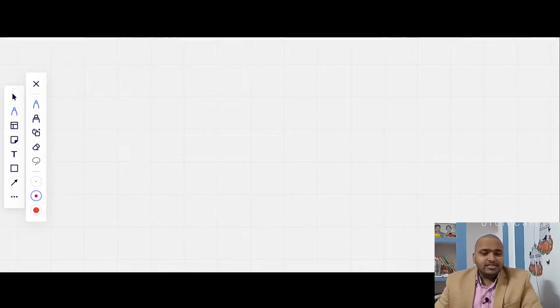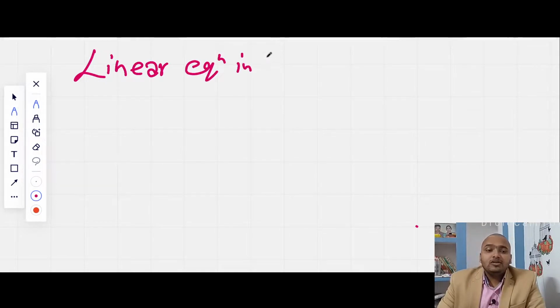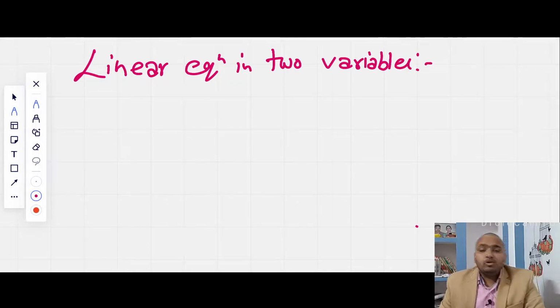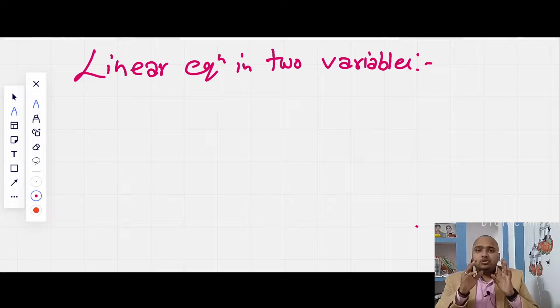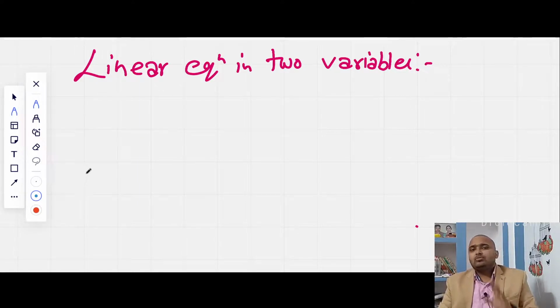Today's topic is linear equation in two variables. Let us start with the topic linear equation in two variables. As we know, if we have two variables, we must have two equations. So let us take a general representation of those two equations.